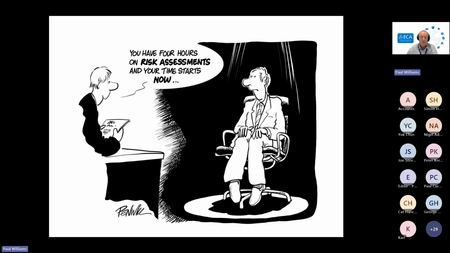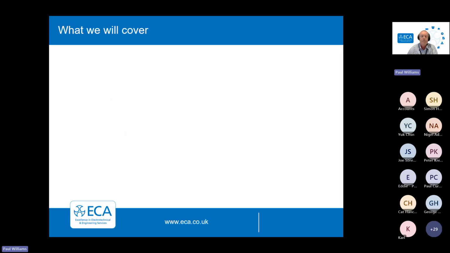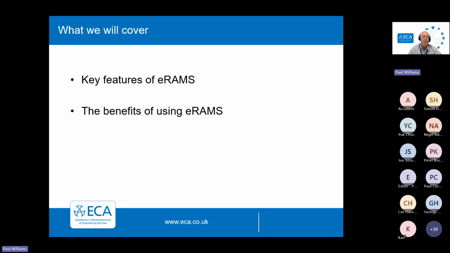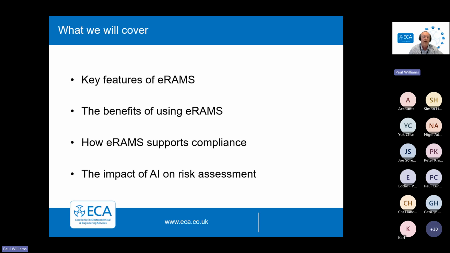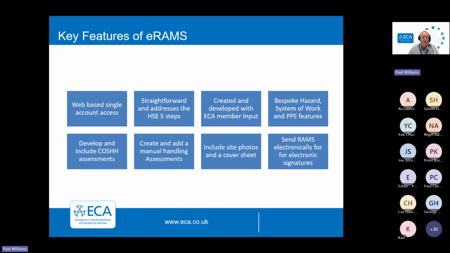So what I'm going to do is talk about four things: what the features of eRAMS are, so the key features, not everything, because it does do a lot of different things. What are the key things that it deals with and that you can use it for? What are the benefits? How does it help you support compliance? And lastly, I'm going to talk a little bit about AI in terms of risk assessment, and we'll just cover some of the key points around that. So without further ado, let's talk about the key features.